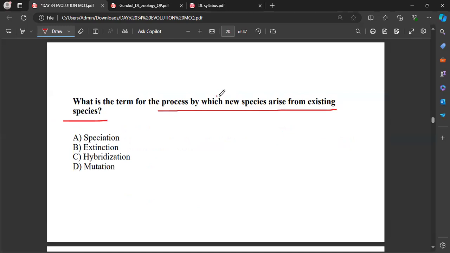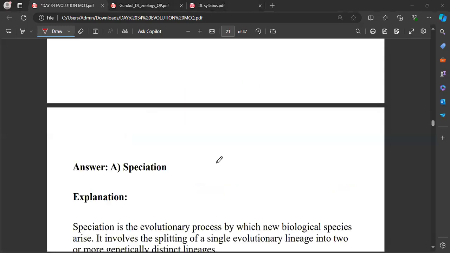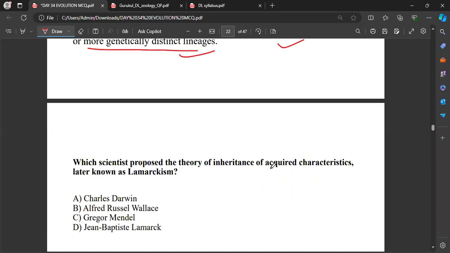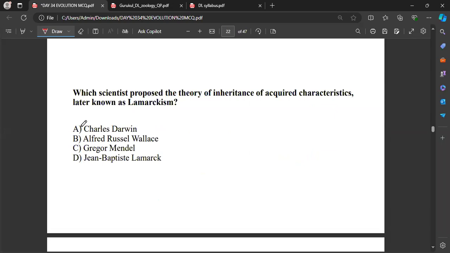Here, there will be a formation of newer species from the existing species. That will be speciation, okay? It is the evolutionary process by which new biological species arise. It involves the splitting of a single evolutionary lineage into two or more genetically distinct lineages, okay? Which scientist proposed the theory of inheritance of acquired characters, later known as Lamarckism?